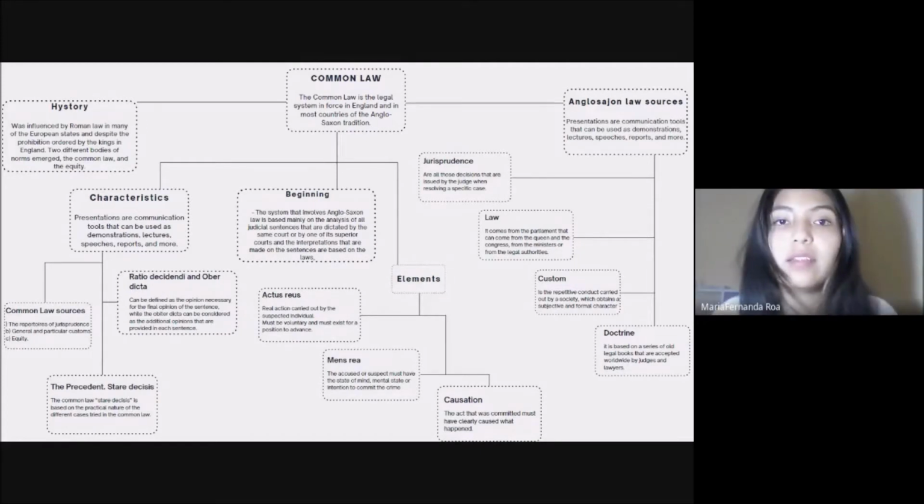The system that involves Anglo-Saxon law is based mainly on the analysis of a judicial sentence that is dictated by the same court or by one of its superior courts, and the interpretations that are made on the sentence are based on the law.